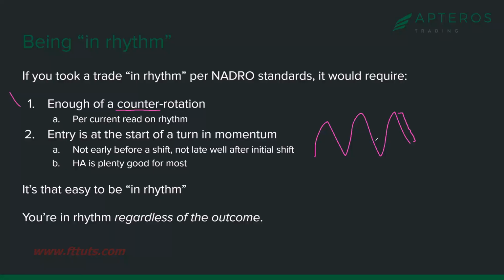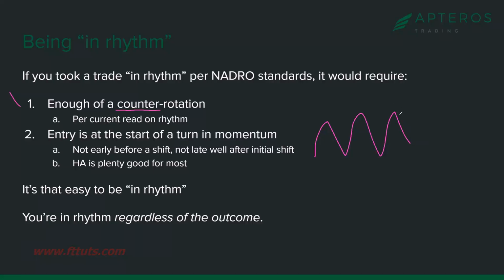Look for a decent pullback. We're no longer going to look for sequential Heikin-Ashi bars. Not at all. We're going to smooth out noise, and we're going to look at the real rhythm and rotations and start to get your skill set up on seeing that. It's going to take time, it takes experience, but it's a very powerful thing. So number one, we need to see enough of a counter rotation. Number two, the entry, that trade fill, when you show me your fills for the day, it needs to be at the start of a turn in momentum, a shift in momentum.